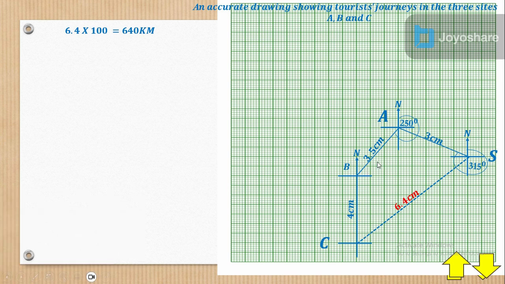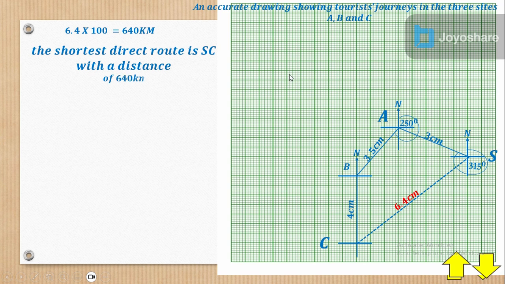Okay, good. So we'll try to measure. You now say that the shortest direct route is SC with a distance of 640 kilometers. Of course, I said you must always come and conclude. You must always lay down the conclusion for everything you've done. So let's see.